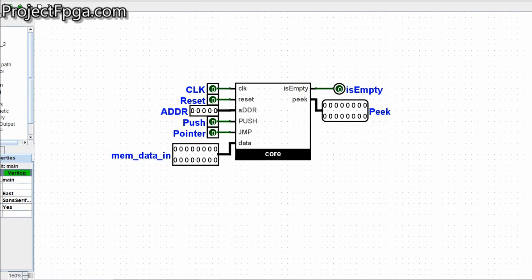So first of all, let me explain what the interface is all about. First, you have your clock and reset, which are always there for every complex Logisim circuit that has to store, or a synchronous, sequential circuit. You have your clock and your reset.